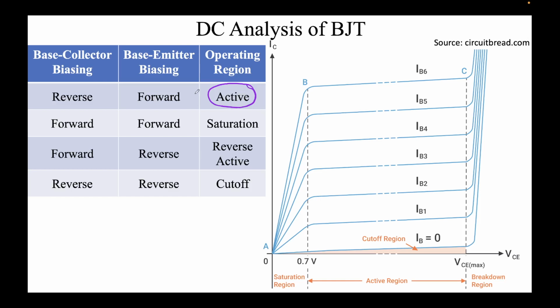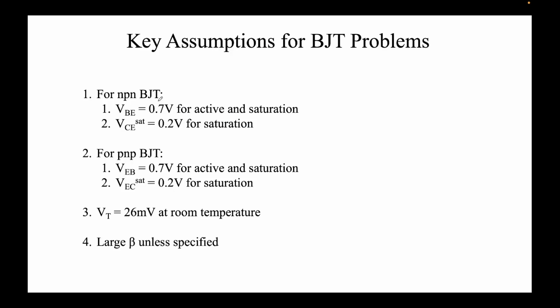But for all purposes for this session, we'll assume that all our devices are operating in the active region unless otherwise specified. There's also something called a load line; if we come to that, I'll explain what it means. The takeaway from this slide is that you should assume our BJT is operating in forward active mode, that is, base-collector is reverse and base-emitter is forward biased. And these are some key assumptions that you must take.